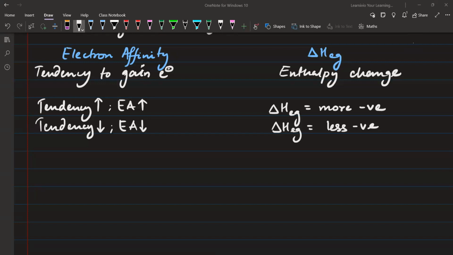Fine. So when the tendency to eat electron is more, the electron affinity is more, and there is a more release of energy, more negative. Enthalpy change is more negative. See, the negative part is only talking about the direction of heat change, whether the energy is released or required. How much energy, that is the more and less. Or there will be some elements which will not have any tendency to eat electron. Tendency is nothing.